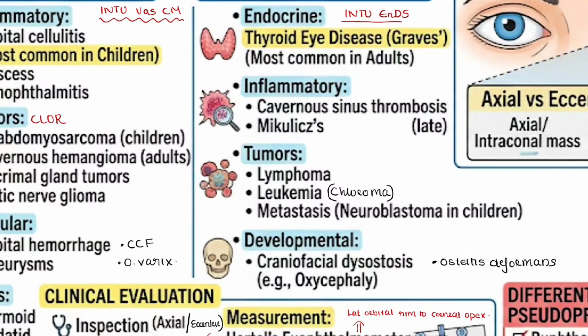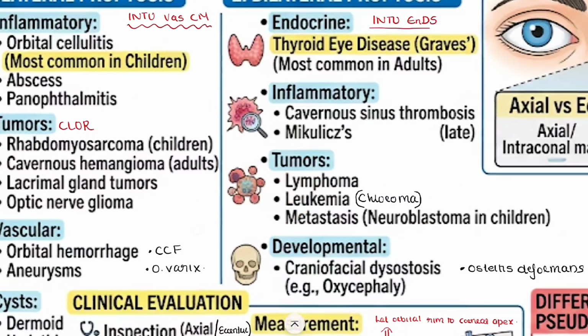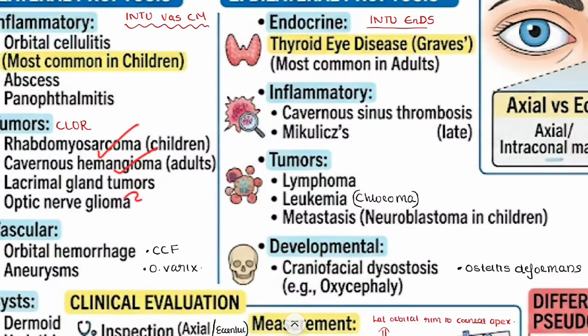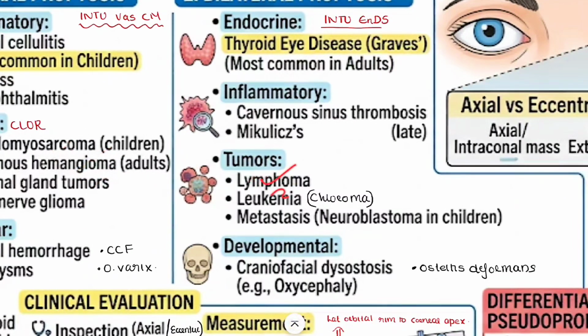And T is tumor. Here the tumors that cause bilateral proptosis are lymphoma, leukemia and also metastasis, that is neuroblastoma in children. Earlier it was rhabdomyosarcoma, cavernous hemangioma, lacrimal gland tumors and optic nerve glioma, while here it is lymphoma, leukemia and metastasis of neuroblastoma. Now ENS, first E, that is endocrine, the most common cause of bilateral proptosis, that is thyroid eye disease, our Graves' disease.